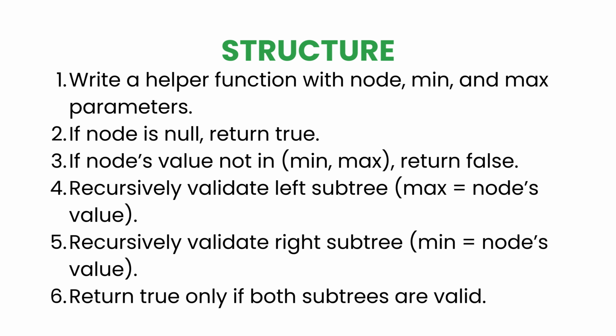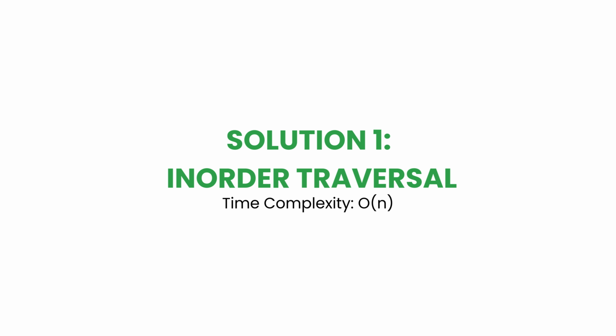Here is the structure. Write a helper function with node, min, and max parameters. If node is null, return true. If node's value is not in min, max, return false. Recursively validate left subtree, max equals node's value. Recursively validate right subtree, min equals node's value. Return true only if both subtrees are valid. Now let's implement the inorder traversal approach, verifying that the values appear in strictly increasing order to confirm BST validity.